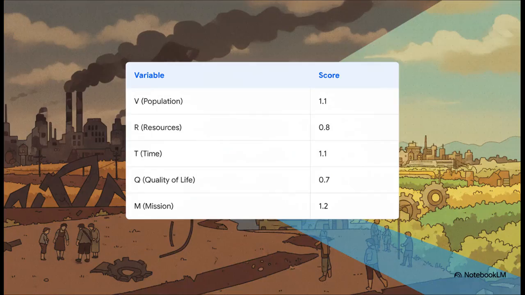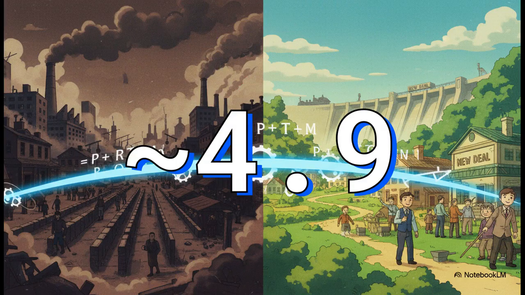And by the end of the decade, the results were just undeniable. Take a look at the scores now. Resources, quality of life, and mission were all climbing back from the absolute brink, pushing the whole system back towards a healthy, balanced state. It was working. The new total score was nearly 4.9, almost a perfect 5. Stability was restored, and it wasn't by accident. It was by design. The system was back in balance, and it was ready to face whatever came next.